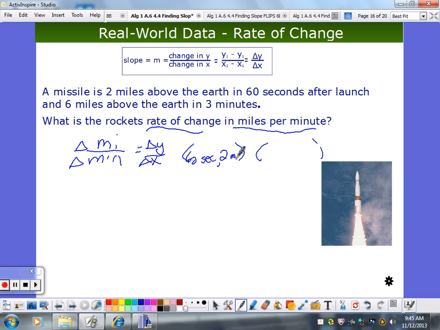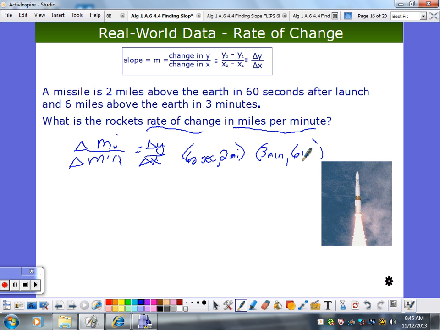And also, look here, in change in y, do we say miles per minute or minutes per mile? Miles per minute. So if you compare that with change in y and change in x, we can see x is minutes and y is miles. So setting up your units also tells you. Same thing here, 3 minutes goes with 6 miles.